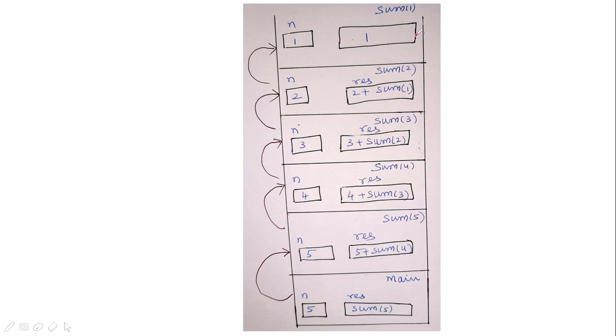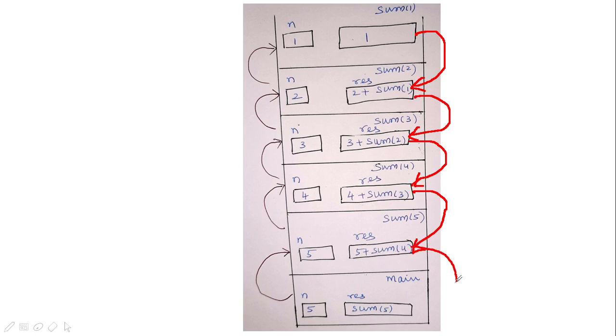Where the control will come back is to the place where this function was called. Sum of 1 was called in this particular place, so 1 will come and get substituted here. So 2 plus 1, 3 will be returned, and to the place where sum of 2 was called, the control will go. So 3 will be added to this 3, and 3 plus 3 will be 6. Where sum of 3 was called, to that place the control will go. 6 plus 4 will be 10, and the control will go to the place where sum of 4 was called. 5 plus 10 will be 15.